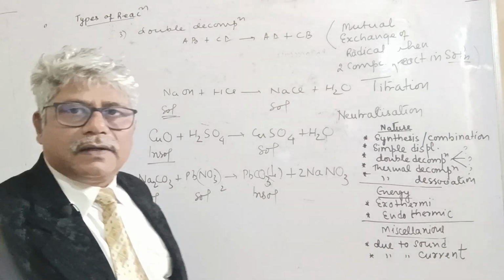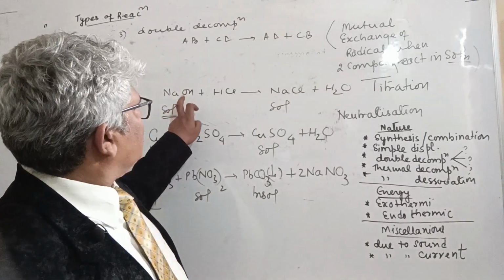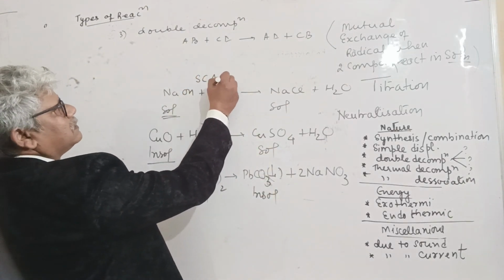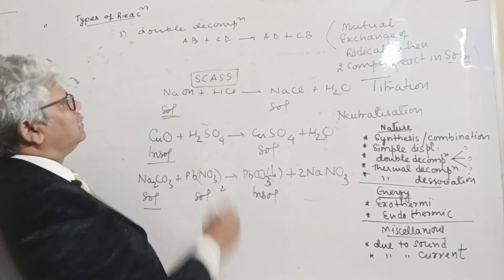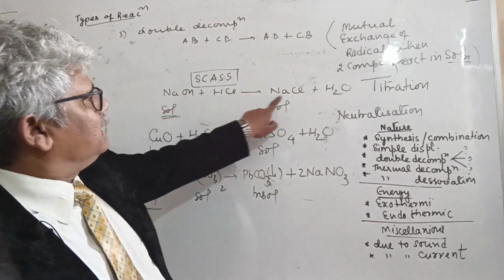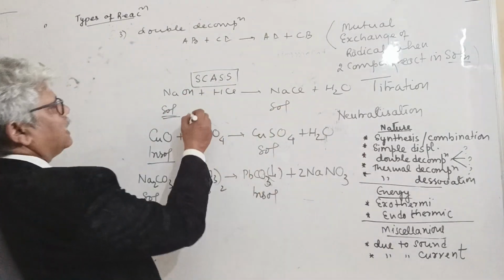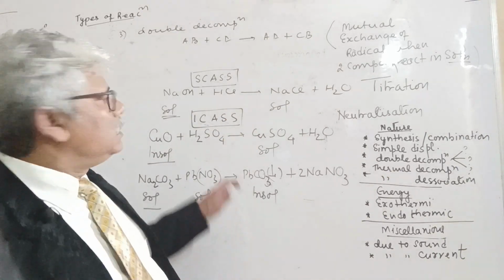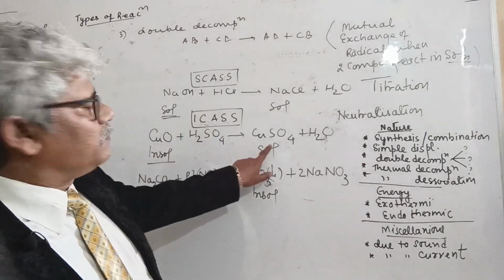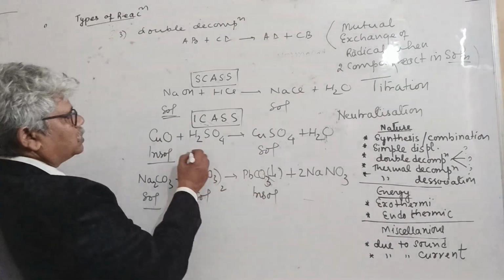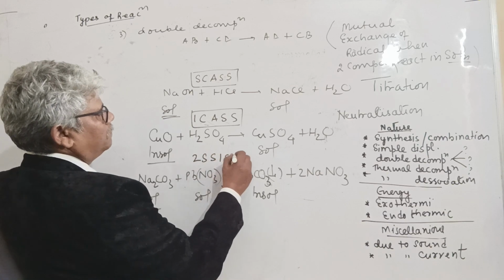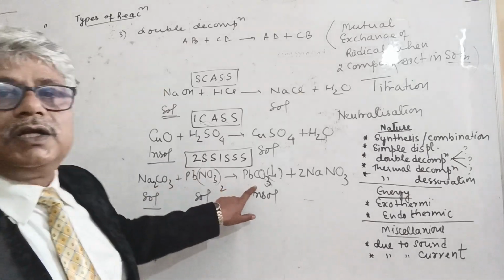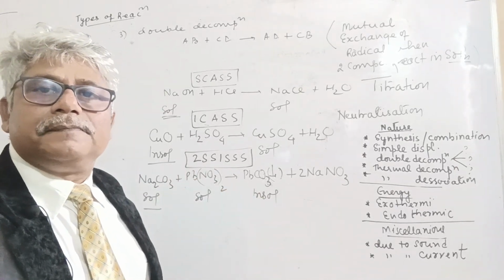Now how do you learn it? Let us see. Succase, soluble compound with acid give soluble salt. You can learn it this way. This is Icase, insoluble compound with acid gives soluble salt. And this is Tussis, that is two soluble salt giving one insoluble and one soluble.